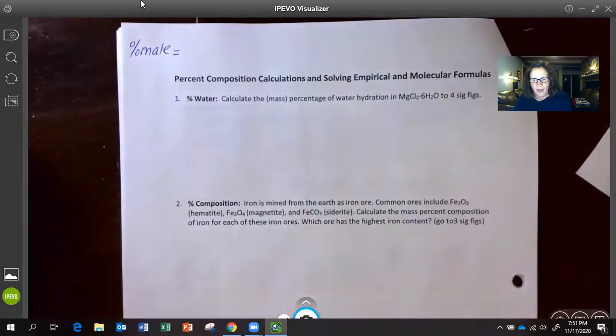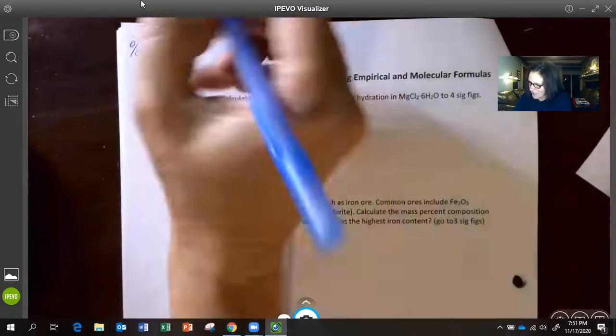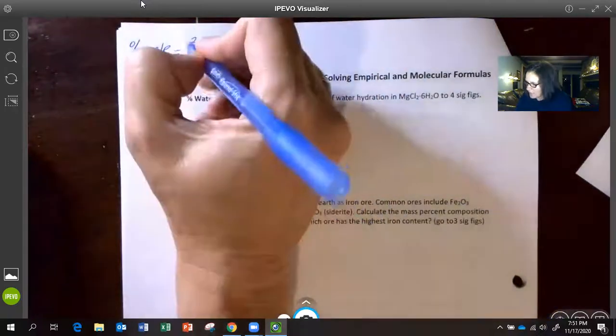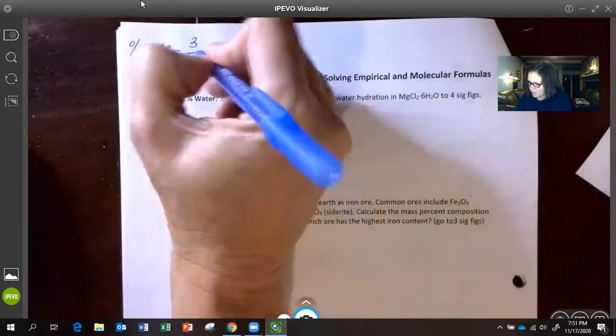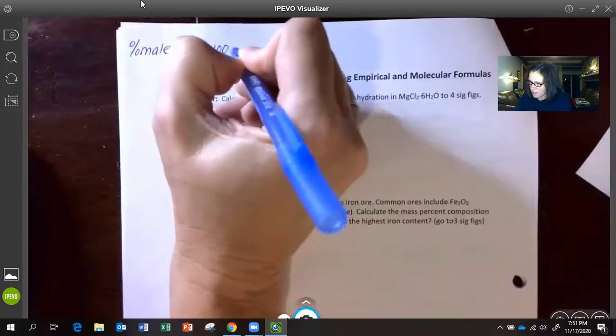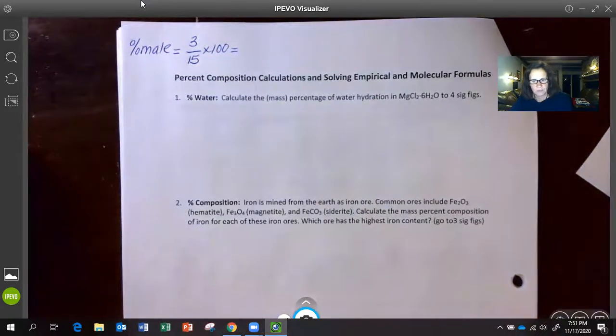So you would count up the number of males in the class. We have 3 in our class. And then we would put that over the total number of students, which is 15, and multiply by 100 to get the percentage. Okay, so that would be a way of expressing by counting how many males are in the classroom.